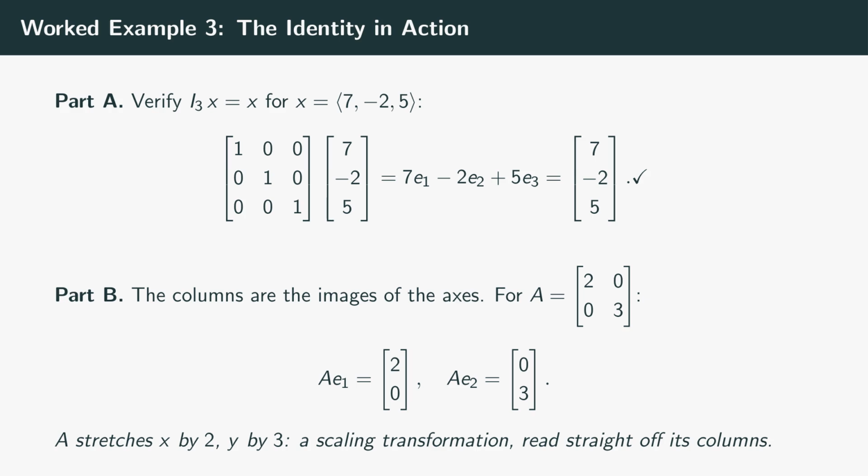Without computing anything else, we already know A is a scaling transformation. It stretches the horizontal direction by 2 and the vertical by 3. The columns told us the whole story of the map.